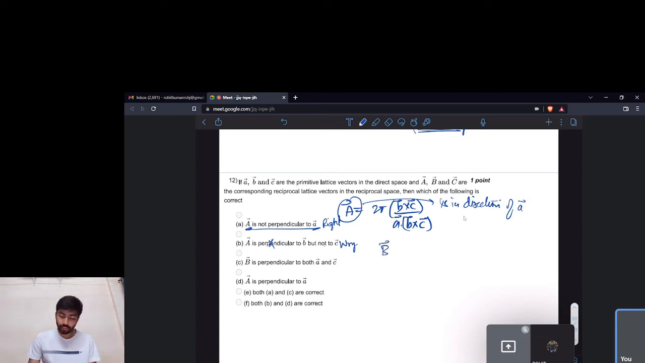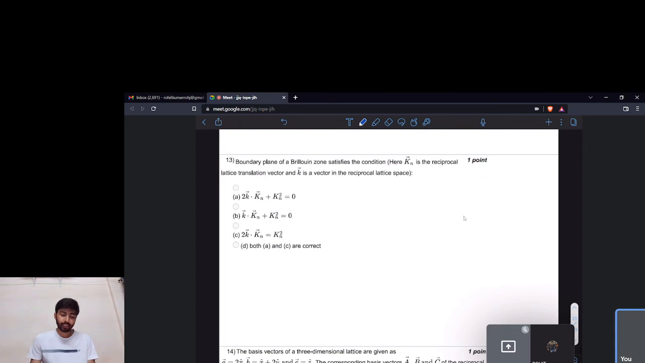Now one has to find out what B is. As we know, it is C cross A by A dot B cross C. B is perpendicular to both a and c. Yes, B is in fact perpendicular to the plane defined by c and a. So this is also a right statement. D is A is perpendicular to a, wrong. So E says both A and C are correct. So the correct option for the 12th is both A and C.